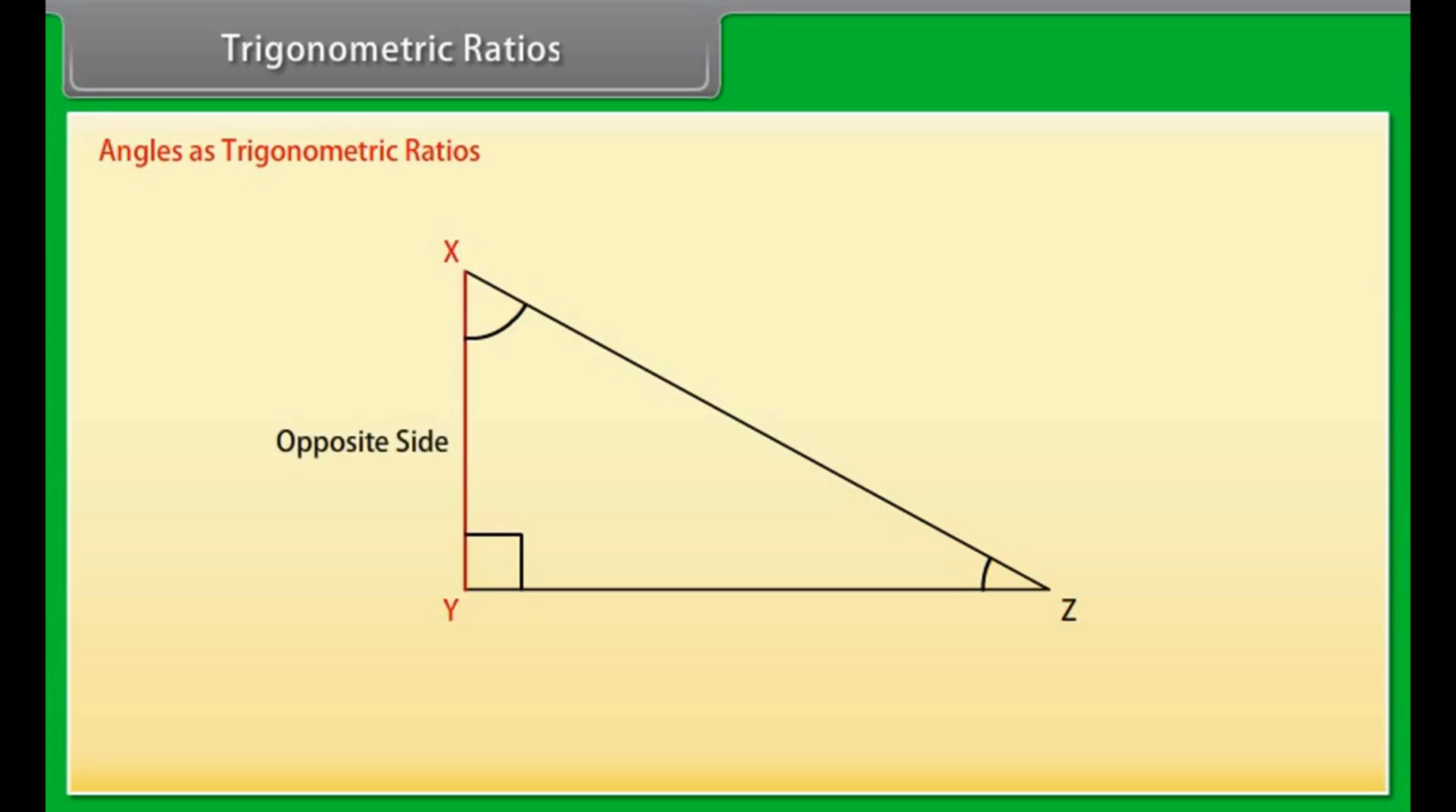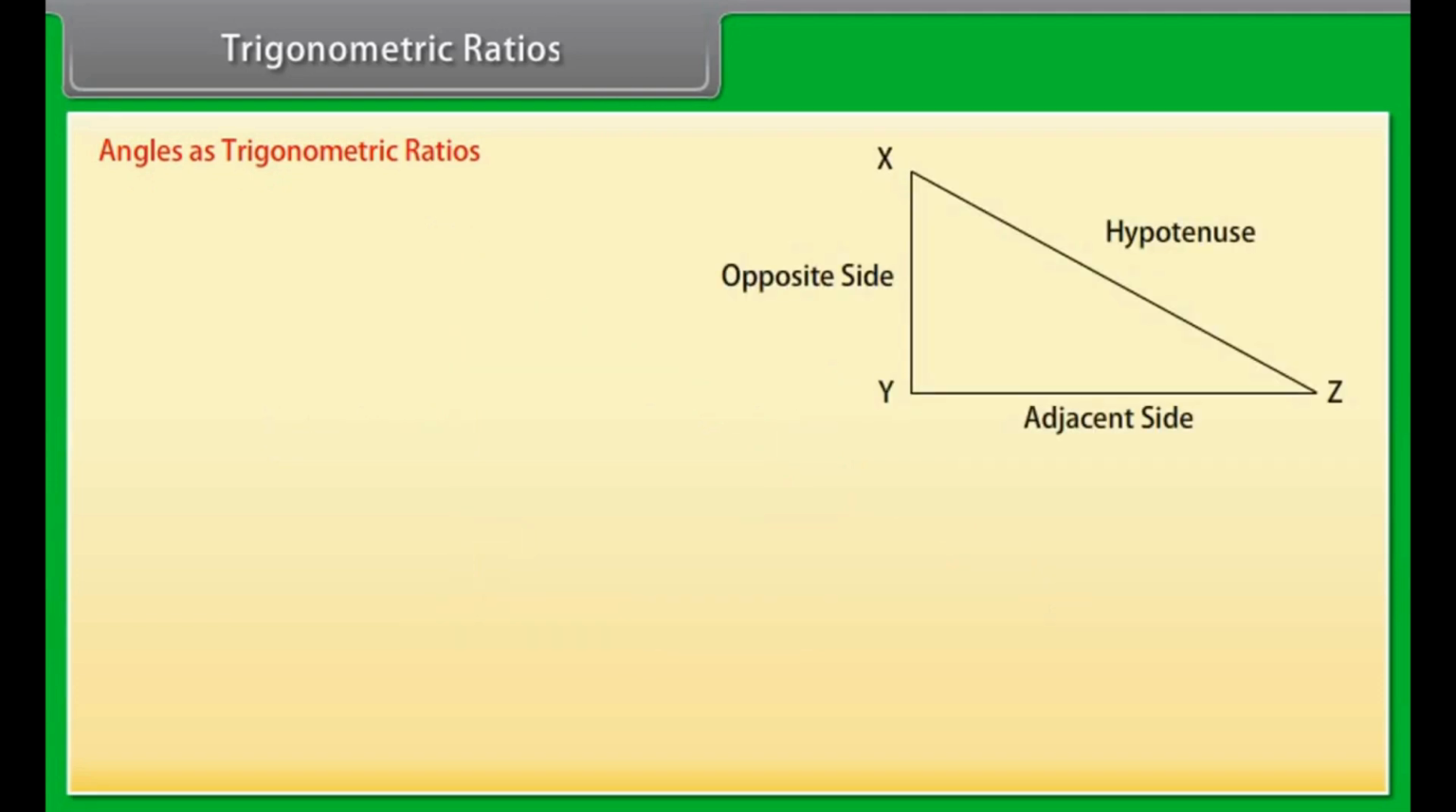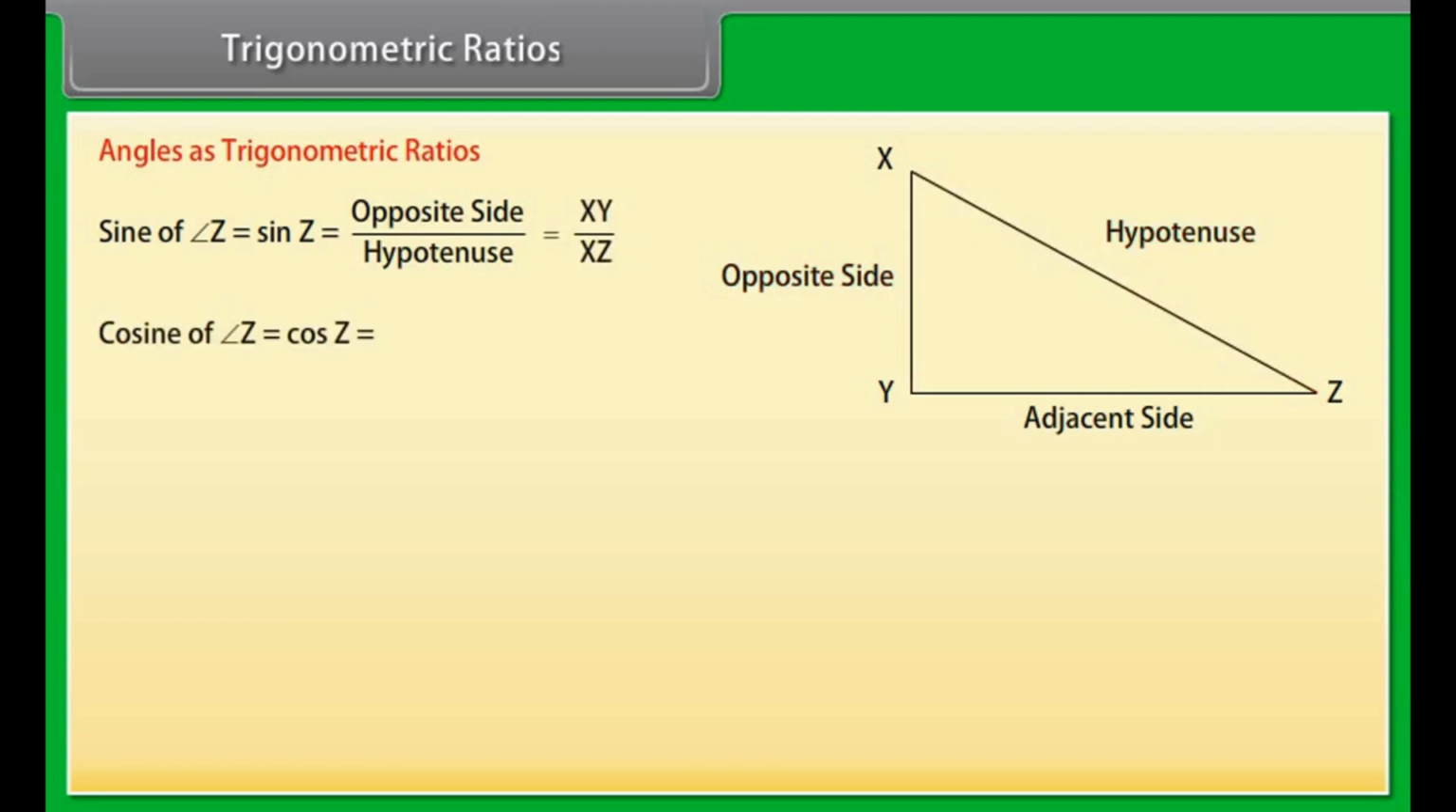XY is the side opposite to angle Z. YZ is the side adjacent to angle Z. XZ is the hypotenuse. Let us now express different measures of angle Z as ratios of the sides of triangle XYZ. Sine of angle Z is equal to sin Z, which equals opposite side upon hypotenuse. Cosine of angle Z is equal to cos Z, which equals adjacent side upon hypotenuse.